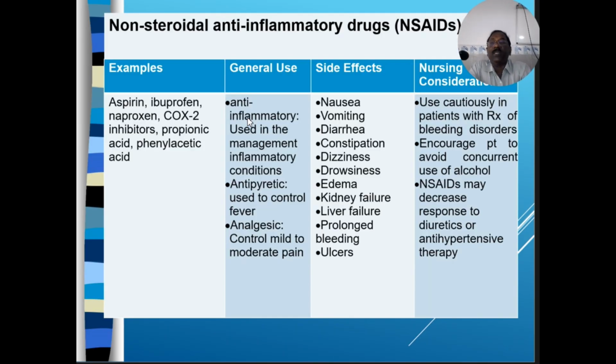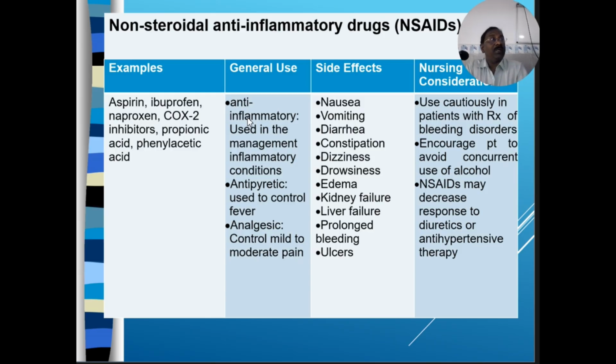So these are the NSAIDs. You all agree with me. A lot of drugs are there: your aspirin, your brufen, your diclofenac, your naproxen, your phenyl acetic acids, etc. Ketorolac, indomethacin. So these are all the common drugs. Etoricoxib, celecoxib. So these are all the different NSAIDs we often use. They are anti-inflammatory. Sorry, they are antipyretic and also analgesic. So analgesic, they control mild to moderate pain. Antipyretic, because some people may have fever along with this when the person is in exacerbations or spikes of rheumatoid arthritis.